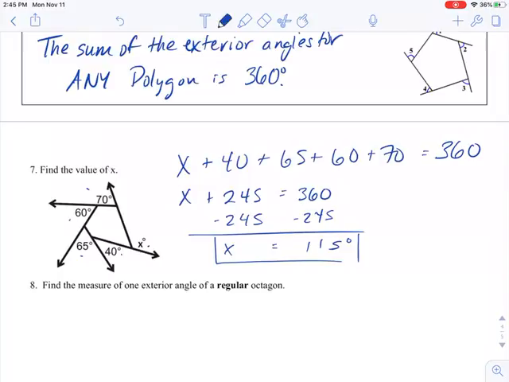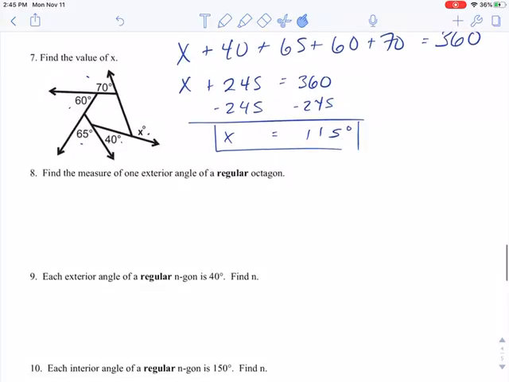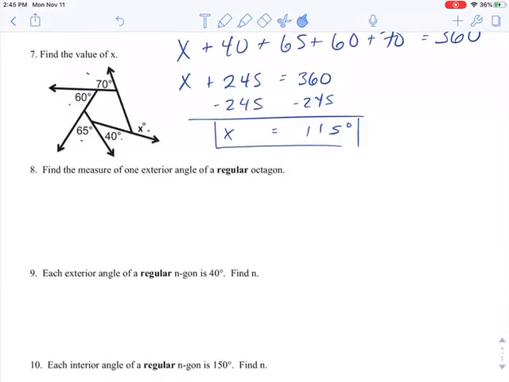Okay, next one. I'm going to find the measure of one exterior angle of a regular octagon. So first I'm going to make a sketch of a regular octagon with exterior angles. And I actually think this is kind of fun, but I am a math teacher. Oops. So there's my octagon. It's got 8 sides, and here's an exterior angle.